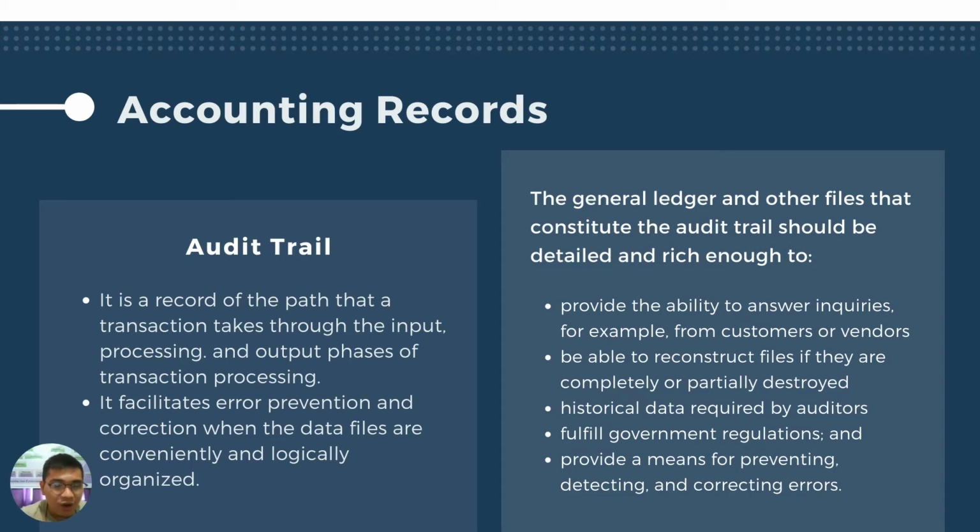We should remember that any audit trail facilitates error prevention and correction when the data files are conveniently and logically organized. Also, the ledger and other files that constitute the audit trail should be detailed and rich enough. Number one, to provide the ability to answer inquiries, for example, from customers or vendors. Number two, to be able to reconstruct files if they are completely or partially destroyed. Number three, to provide historical data required by the auditors. Number four, to fulfill government regulations. And lastly, to provide a means of preventing, detecting, and correcting errors.